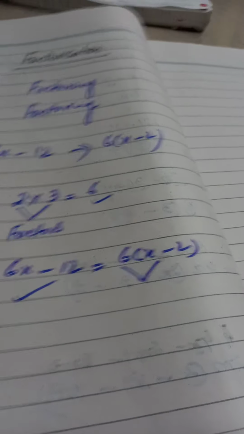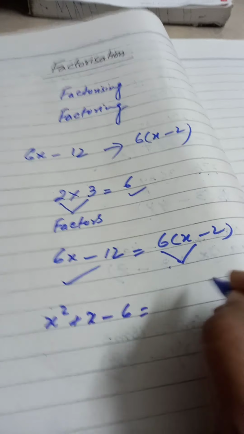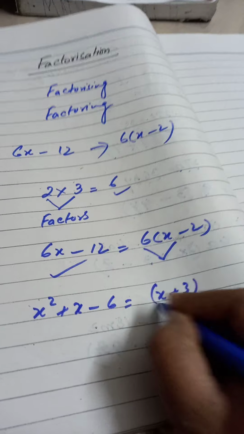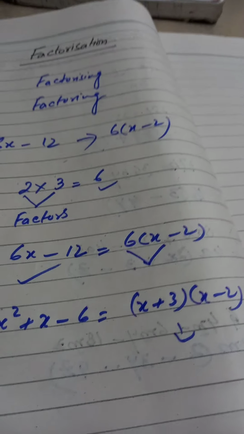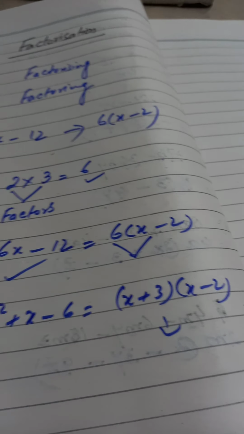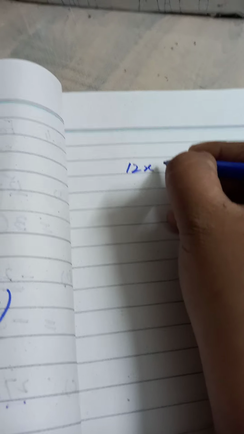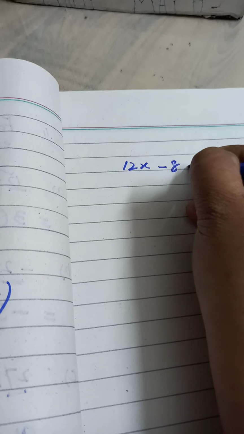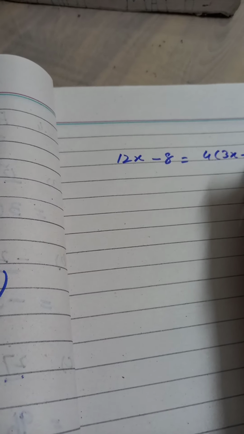Now if we write x square plus x minus 6, the factors are x plus 3 and x minus 2. Factorizing is the process of finding the factors. Factorizing is reversible, like this: 12x minus 8 has the factors 4 into 3x minus 2.